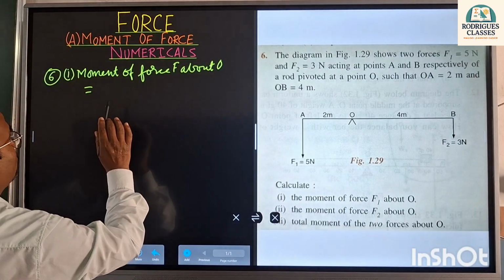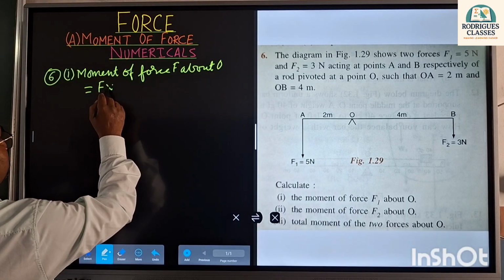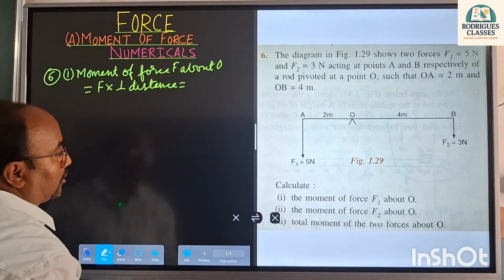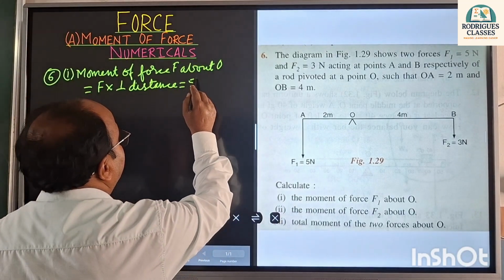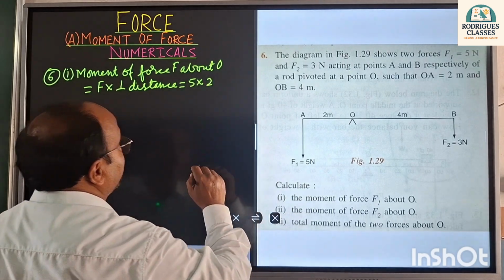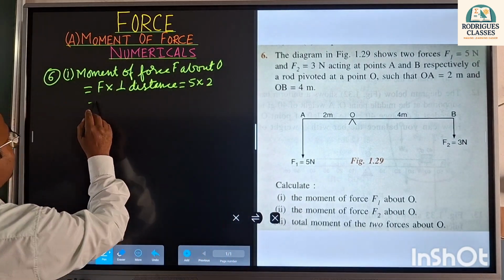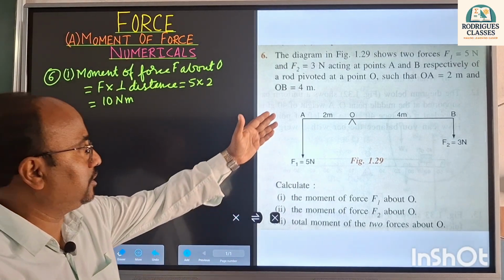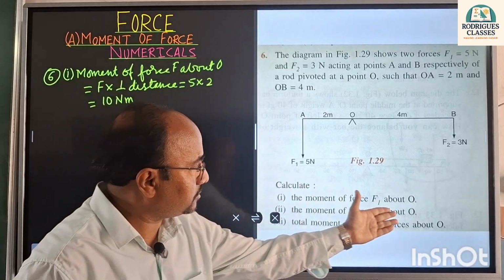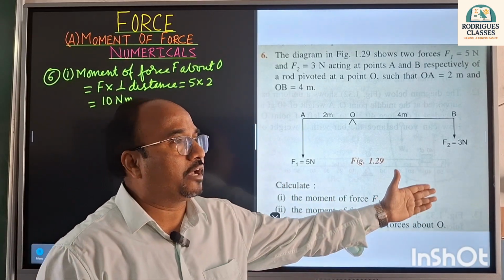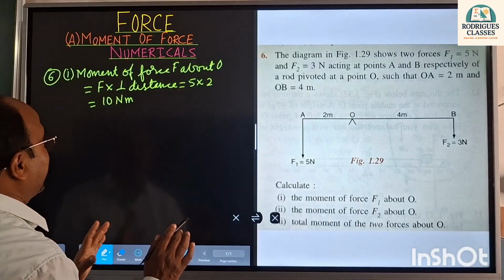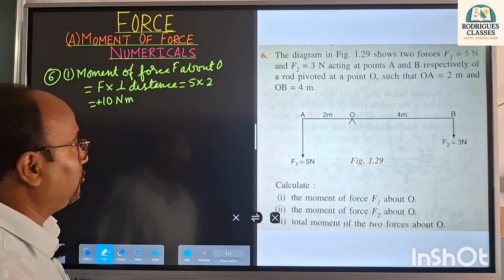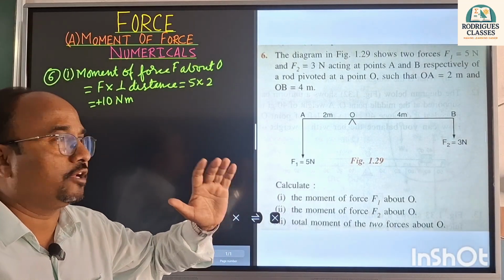Equals the force into perpendicular distance. So the force here is 5 Newton and the perpendicular distance is 2 meter. So I get it as 10 Newton meter. Now let us look at the direction of it. This force will result in turning it like this. So if a turning is like this, it becomes anti-clockwise. So I am not writing anti-clockwise, I am giving the sign there. So I can write it as plus 10 Newton meter also. If you want, you could have written there anti-clockwise also.